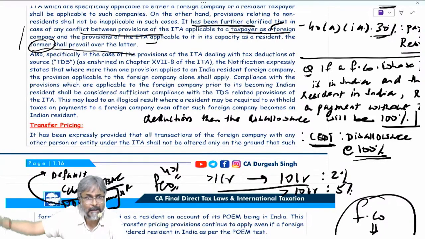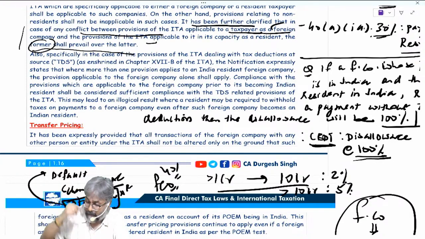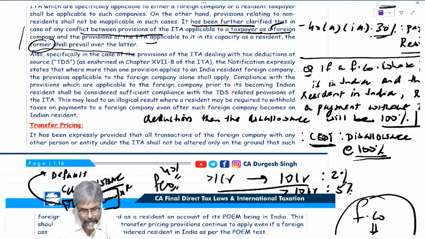Balance total income would be at the slab rate if you are an individual, and the slab rate will depend on whether you are a senior citizen, a super senior citizen, or a normal person. I hope that this point is well taken by all of you students.